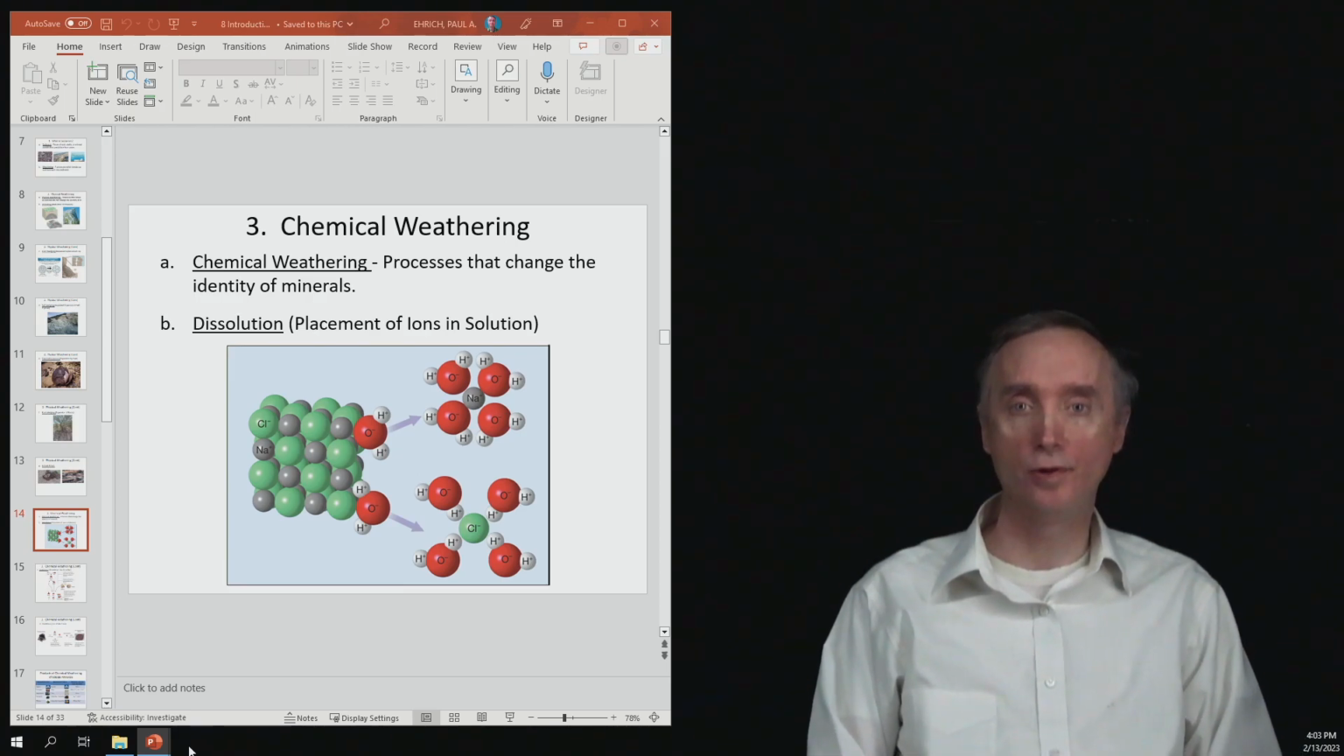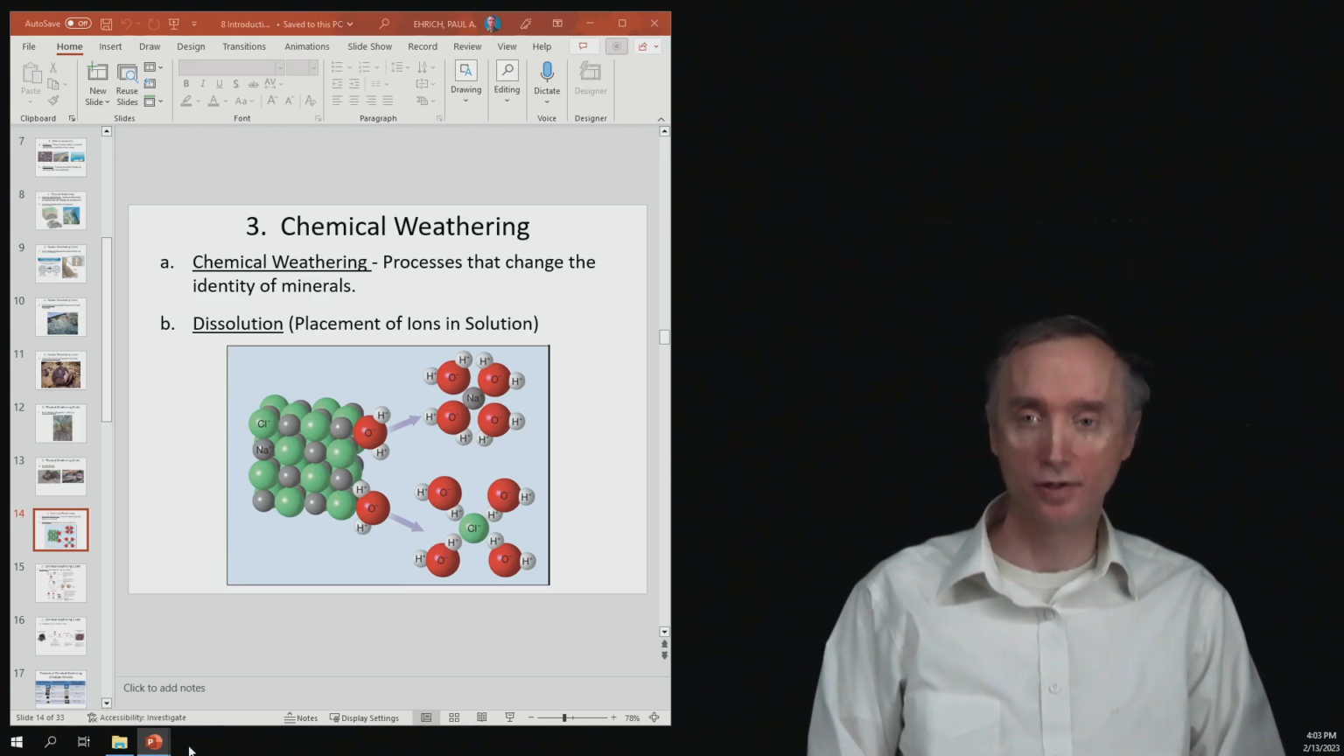Okay, I'm back, and we've been talking about weathering, which is the process that takes a rock and breaks it down into smaller pieces. Now we want to talk about another kind of weathering, which is chemical weathering. This type of weathering will change the identity of the minerals inside the rock, so it is going to change the identity of the rock.